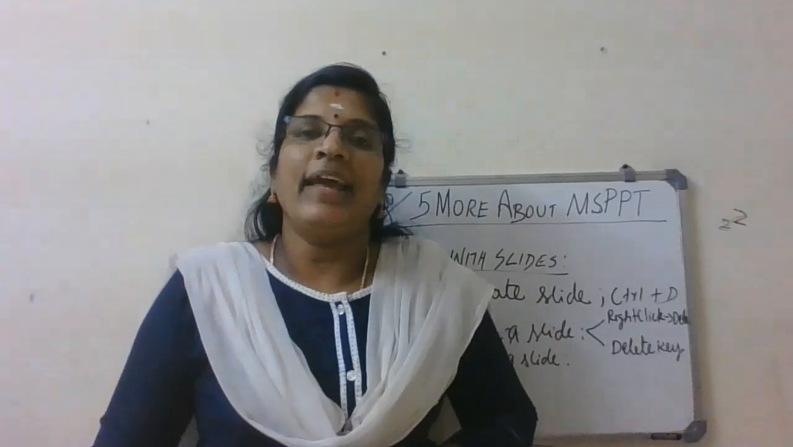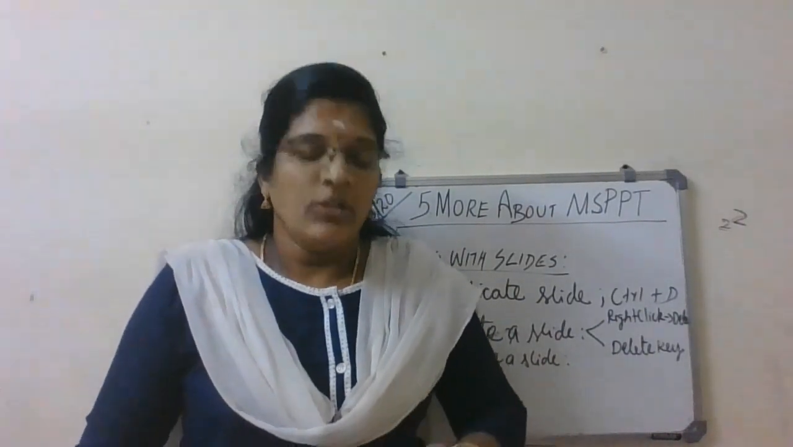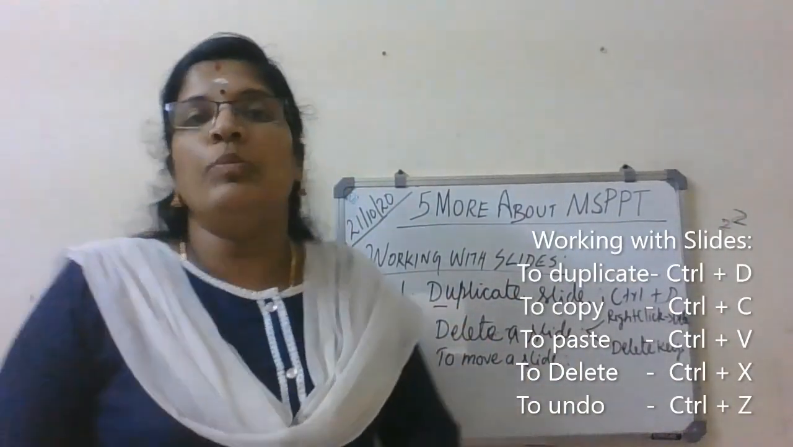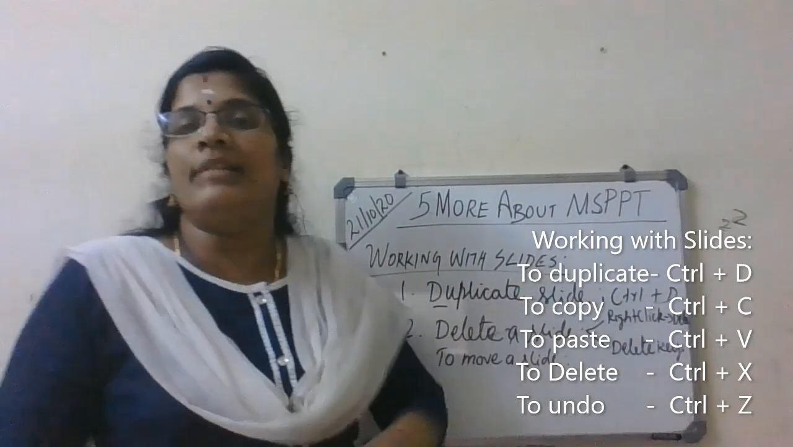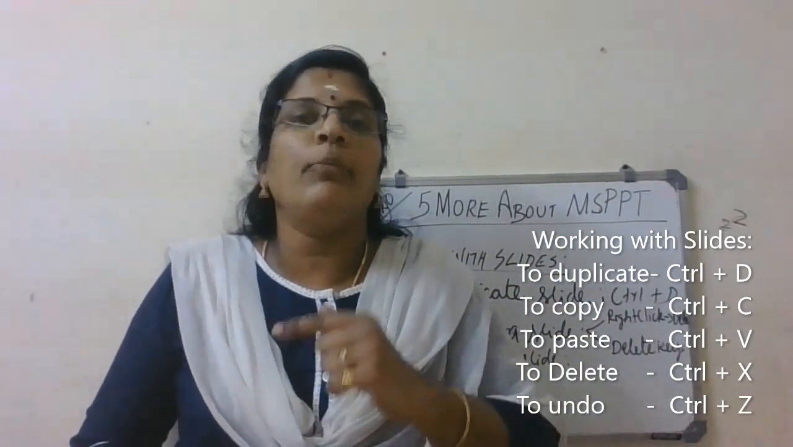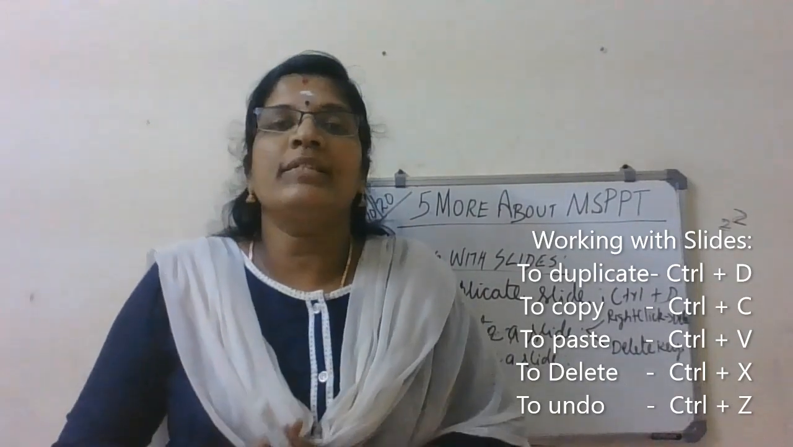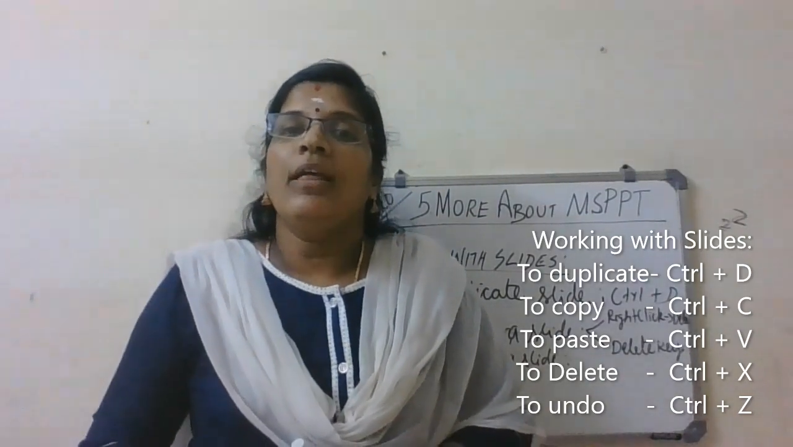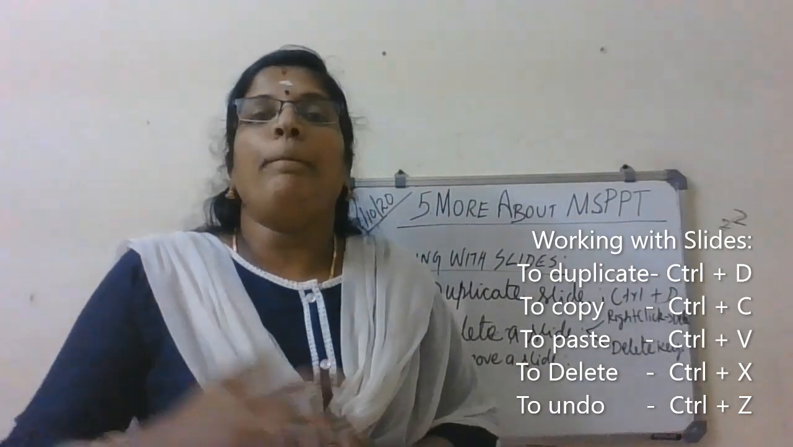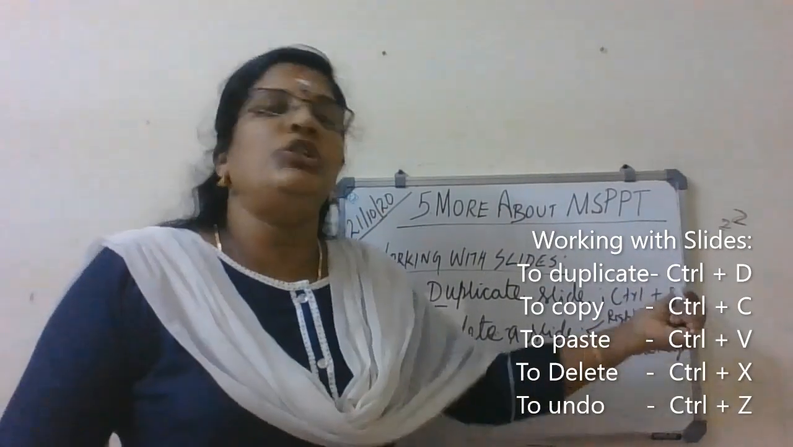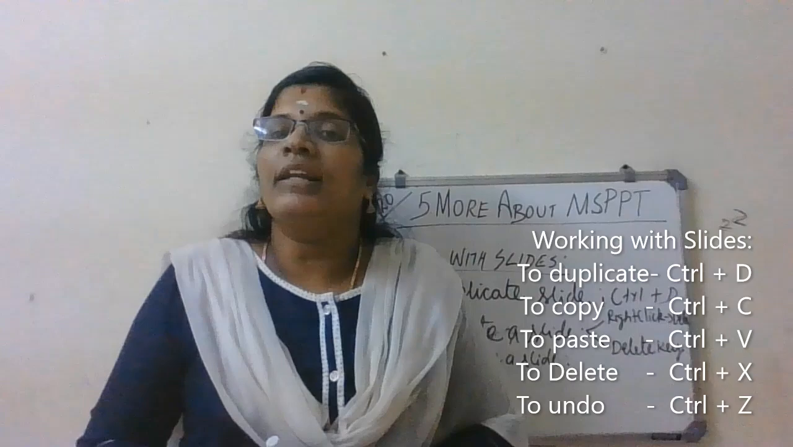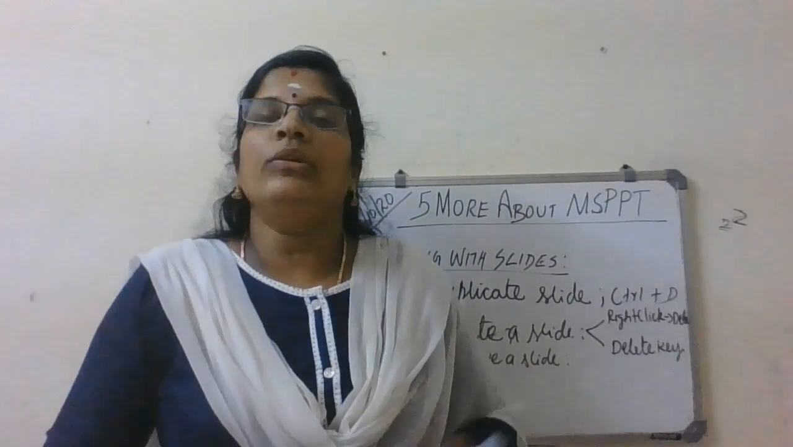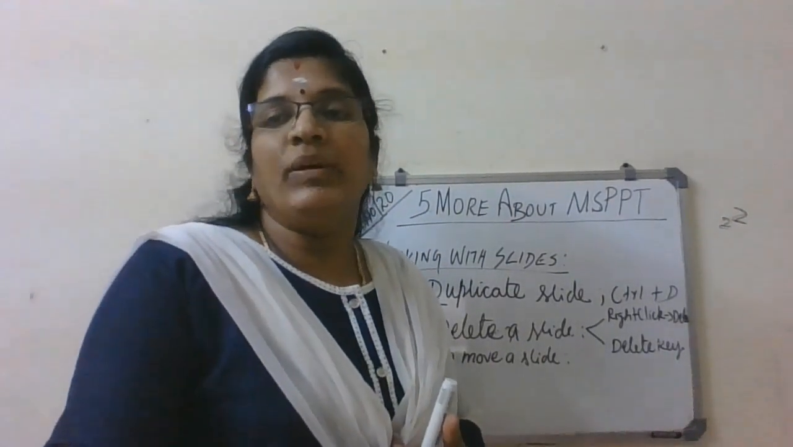Got it? Okay. Then what else we studied? Only these things, right? So we studied about how to duplicate a slide, how to delete a slide, and how to move a slide. These three come under working with slides. And also you have to keep in mind the shortcut keys we studied. Control C to copy a slide, Control plus X to delete a slide, okay, then Control plus P to paste a slide, then Control plus D to cut a slide, then Control plus Z to undo an activity. Clear? Okay, so these are the things we covered with working with slides.